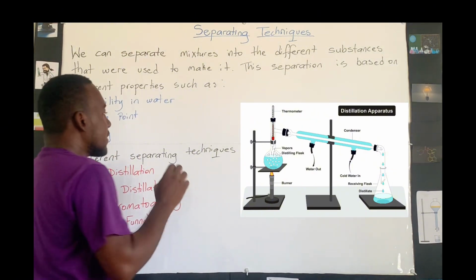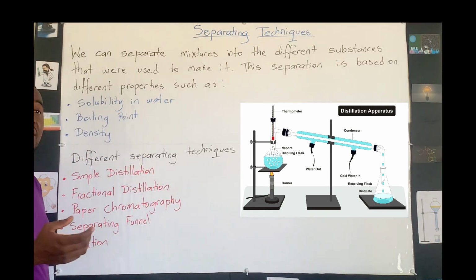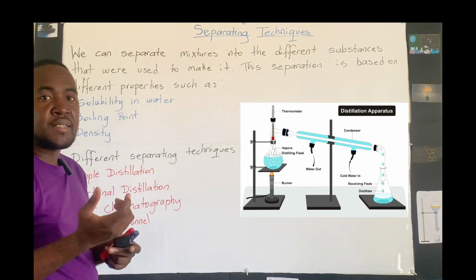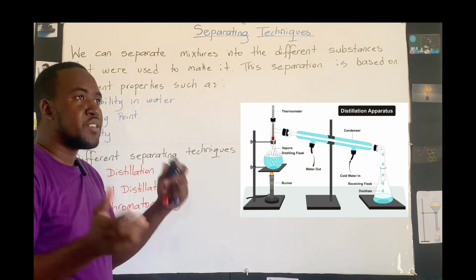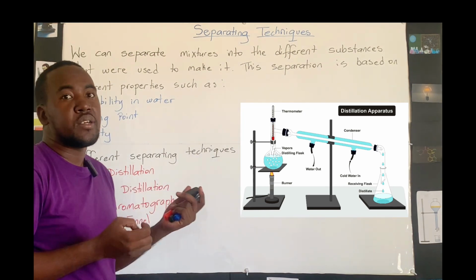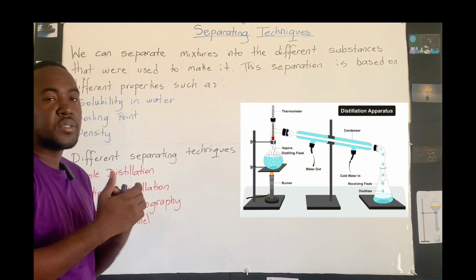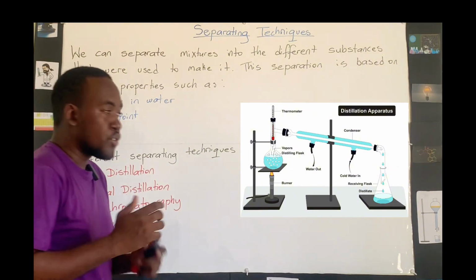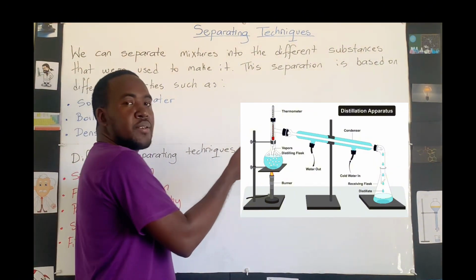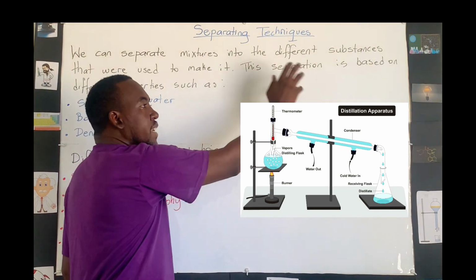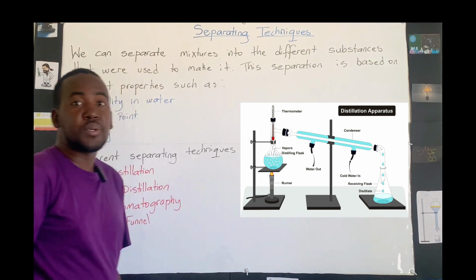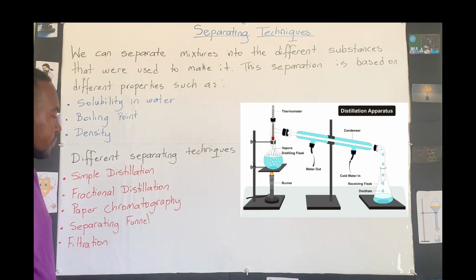So here we see that simple distillation is used to separate substances that have very wide boiling points. And these substances are actually mixed or soluble with each other. Alright, so the one that has the lowest boiling point will evaporate, get condensed, and collect into a separate container.